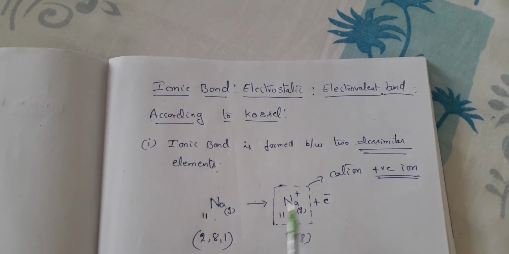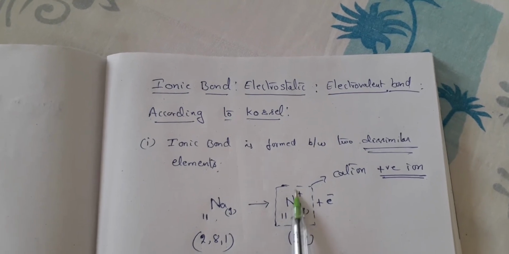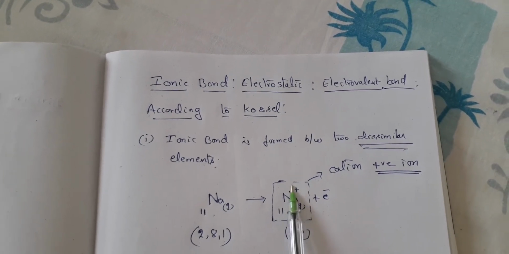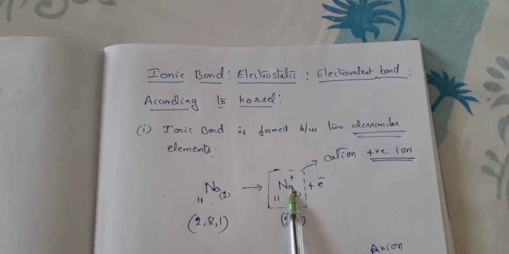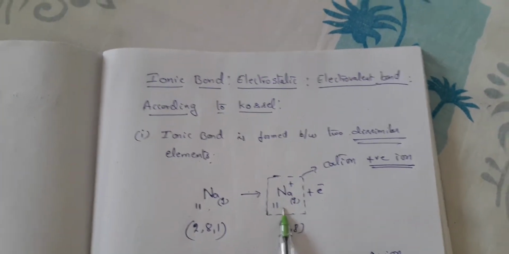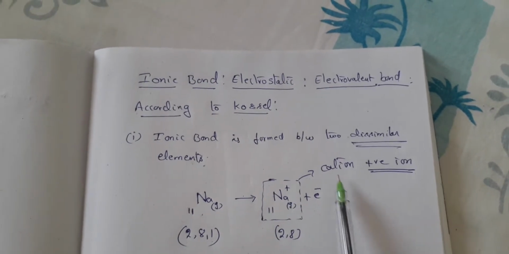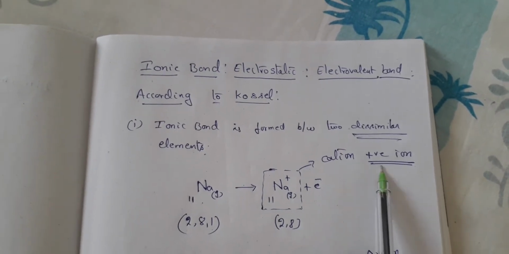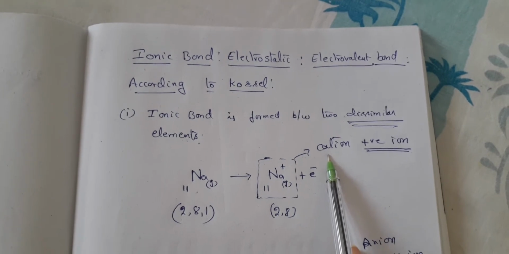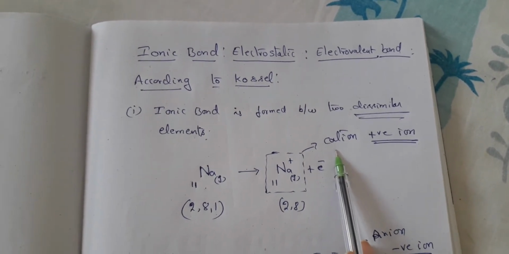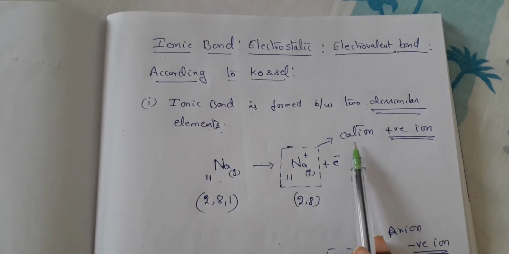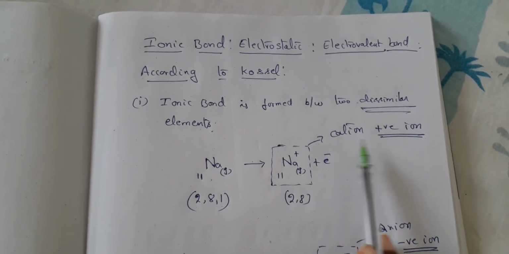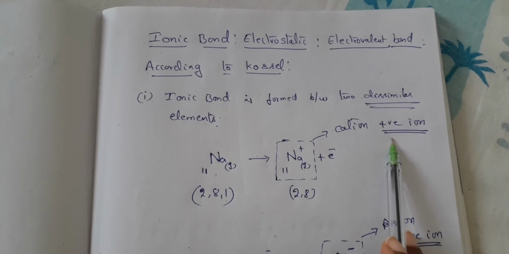11 protons and 10 electrons means one positive charge is extra, hence it will become a positively charged ion. The name given is cation, and positive ions are called cations. This is how a cation is formed. That means from a neutral atom, when an electron is given out, a cation is formed. What is a cation? That is a positive ion.